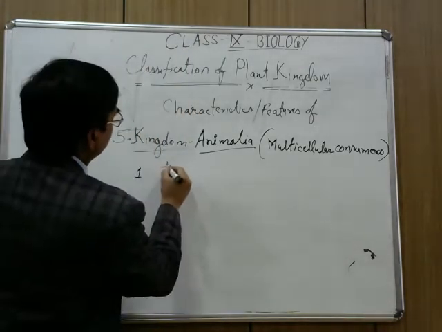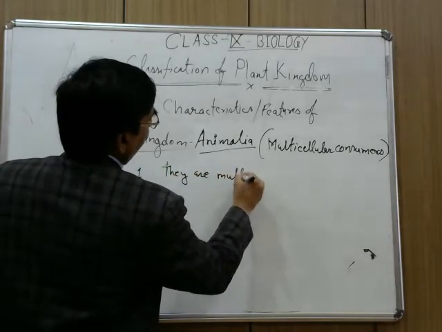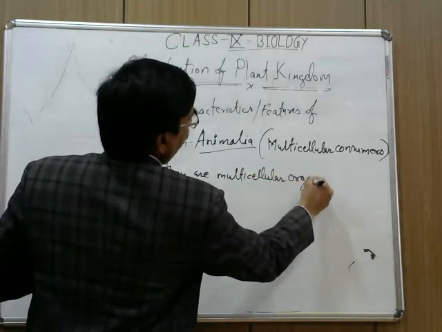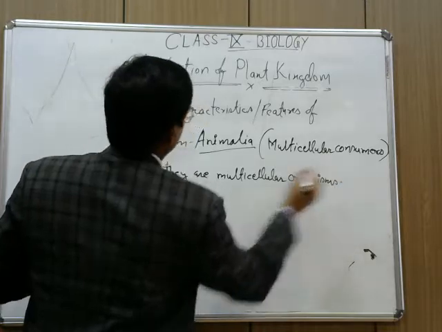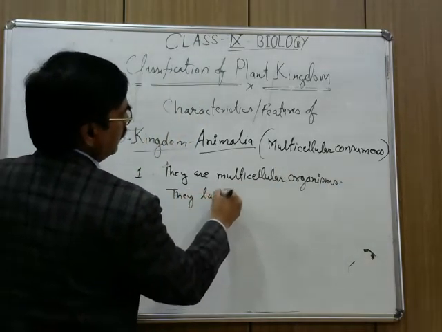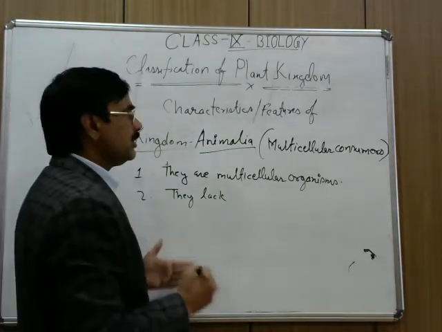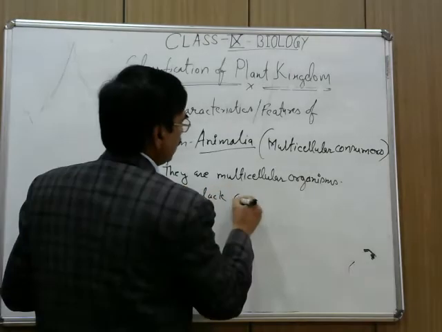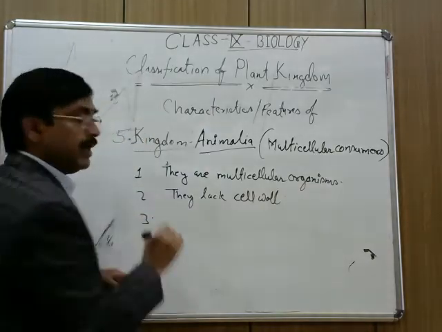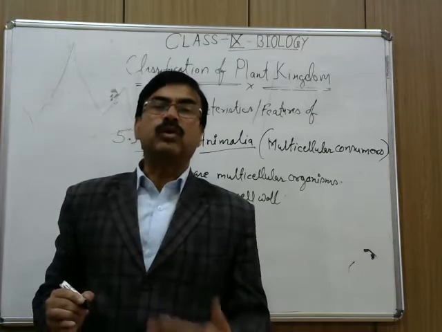Characteristic number 1, you can easily write that in the animal kingdom, they are multicellular organisms. Characteristic number 2, they lack cell wall. There is no cell wall in the animal. They lack cell wall.